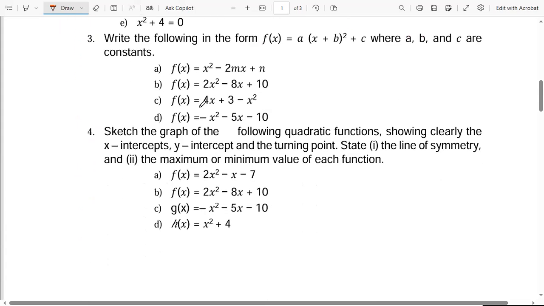So I'm going to start from question number 3. Of course, it has a similar concept of completing the square, but let's look at it. Question 3 here, they're saying write the following in the form a(x + b)² + c, where a, b, and c are constants. In short, they just want you to complete the square on this expression. This is how it's done. We're not going to do all, but let's do some of them. Let's look at the first one.